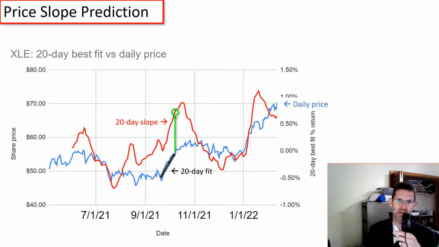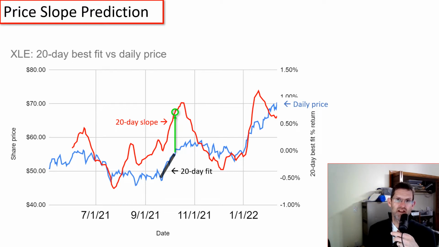Say that I take 20 days of past price data. I make a straight line fit to those 20 days of past price data and plot the result in red. That's the price slope. I'm hoping that today's price slope will predict tomorrow's price. When the slope is positive, all it's saying is that on balance, the price has been moving up over the last 20 days. You would then assume that the trend will continue until it doesn't.